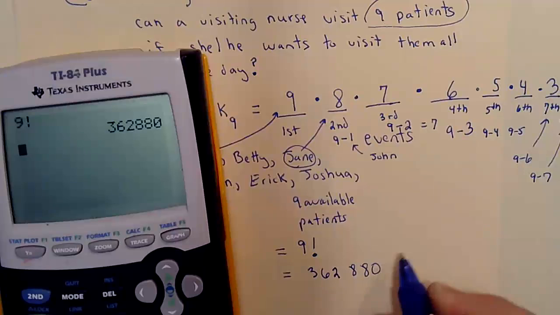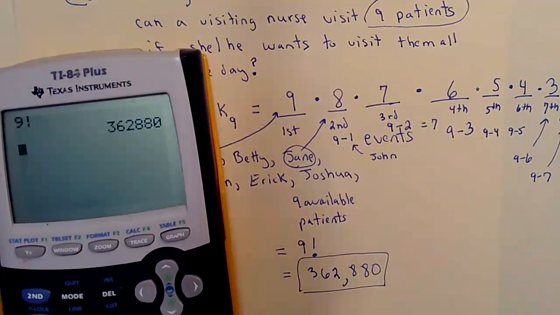Then remember your commas. 1, 2, 3, comma. 362,880.